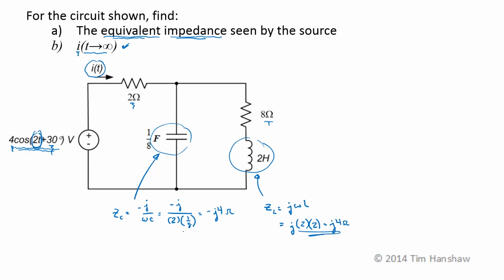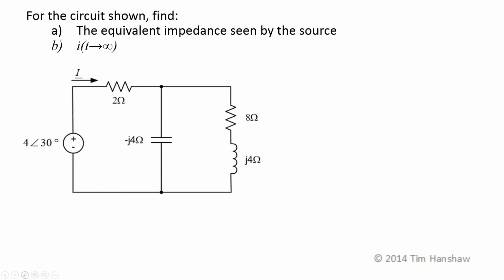Now that we've got our impedances, I'm going to go to a new slide which has the impedances in place of these elements' values. Okay, here's our frequency domain circuit. The first thing we want is the equivalent impedance seen by the source, so we're looking for what we would normally think of as an equivalent resistance, early in the course, seen across these terminals. So it's a voltage-current relationship in the frequency domain between these terminals.